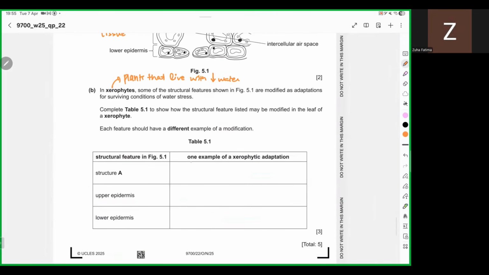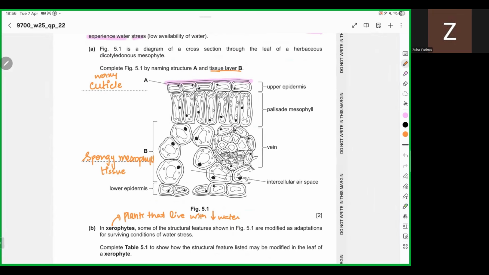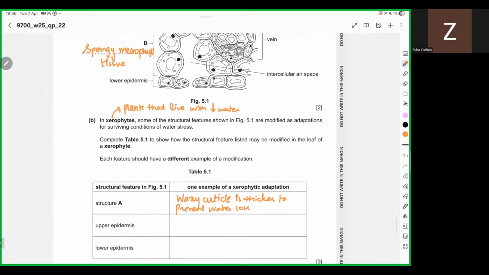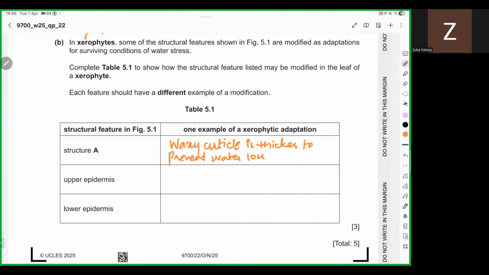Yeah, exactly. So the waxy cuticle is thicker to prevent water loss. Then the upper epidermis: in mesophytes, the upper epidermis is a single layer. On the other hand, in xerophytes there is a multi-layered epidermis, with 2-3 layers of upper epidermis cells, so that water loss through the upper surface does not happen so easily. Multi-layered upper epidermis.